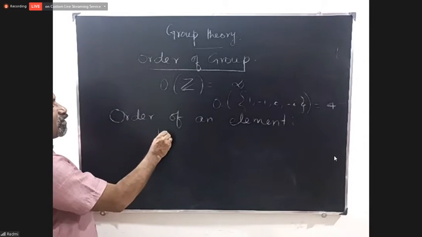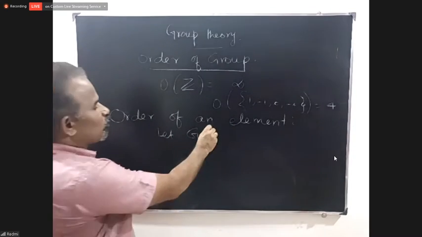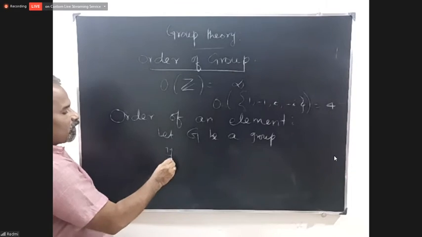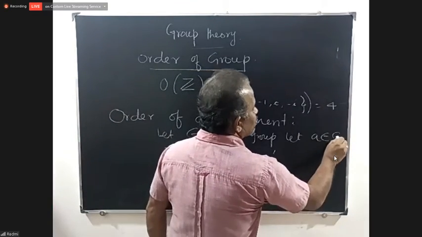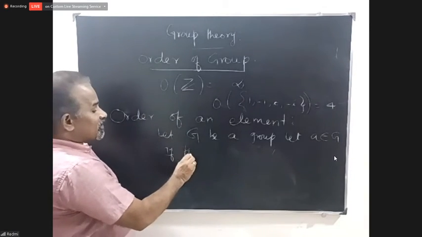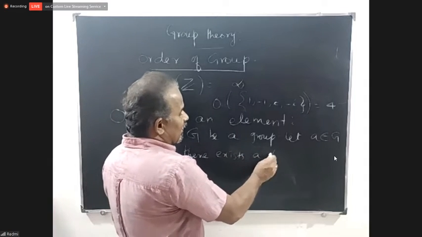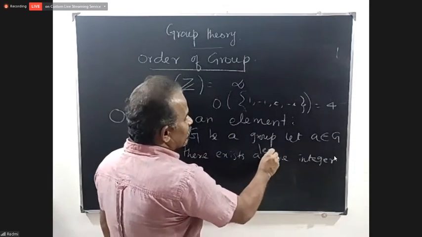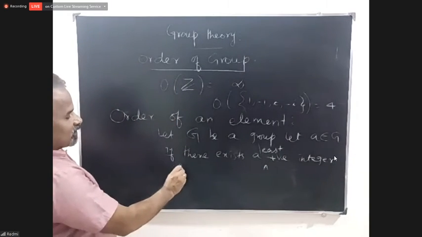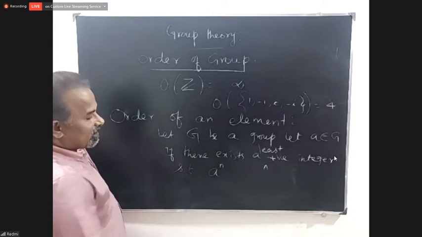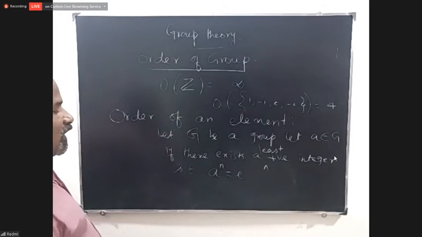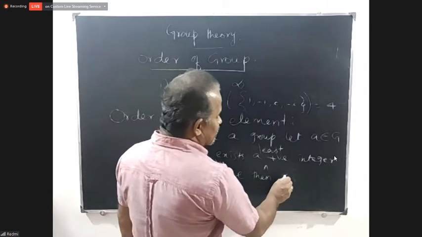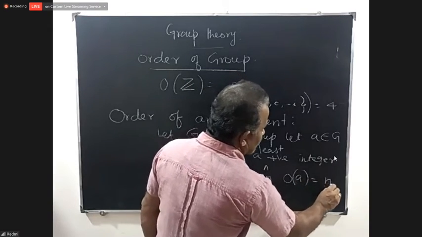Okay. Let G be a group, and let a belong to G. If there exists a least positive integer n such that a power n is equal to e, or a power m, whatever it may be, then we can say that the order of a is equal to n.